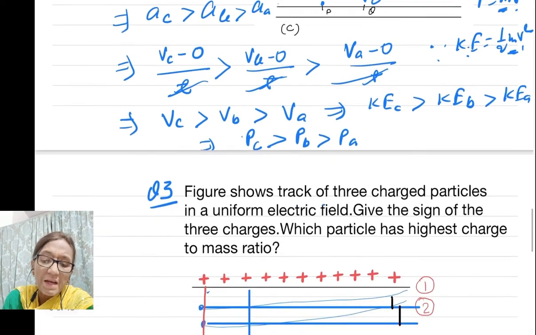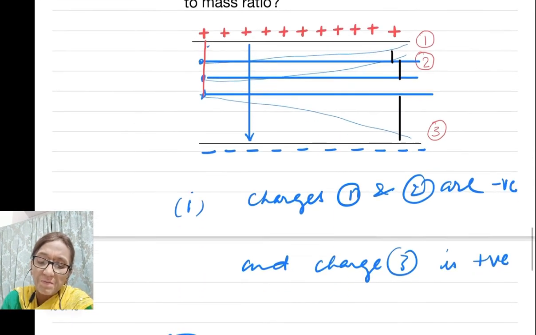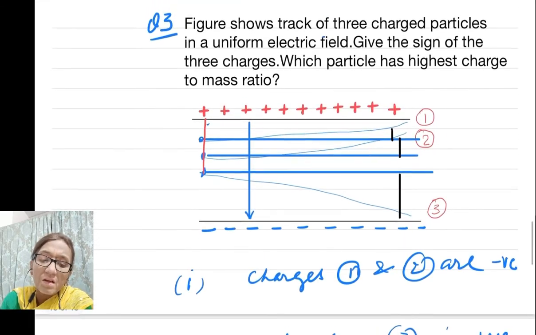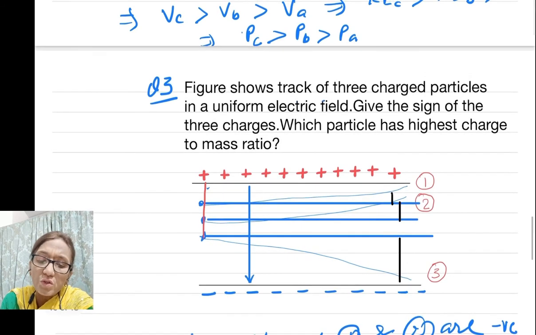Now next question, question number 3. The figure shows the track of 3 charged particles. You have 3 charged particles. Let me draw how the charged particles are moving.